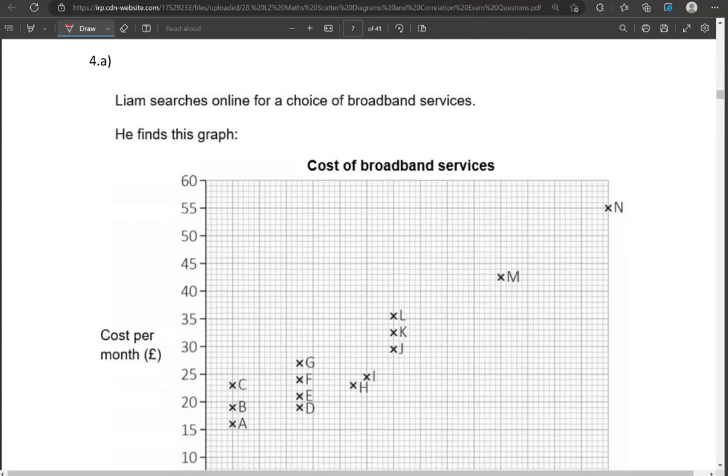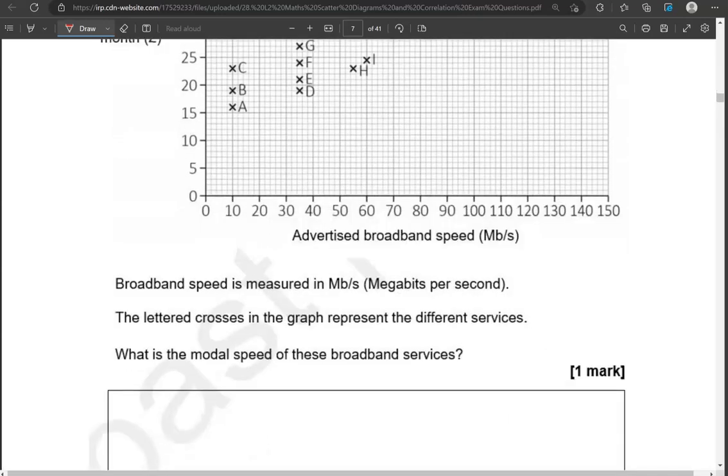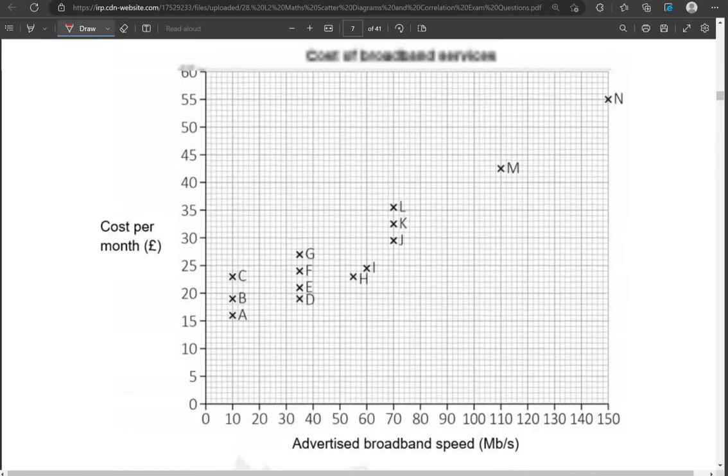Liam searches online for a choice of broadband services. He finds this graph. Broadband speed is measured in megabits per second. The lettered crosses in the graph represent the different services. What is the modal speed of these broadband services? So modal speed, that is the most common speed.